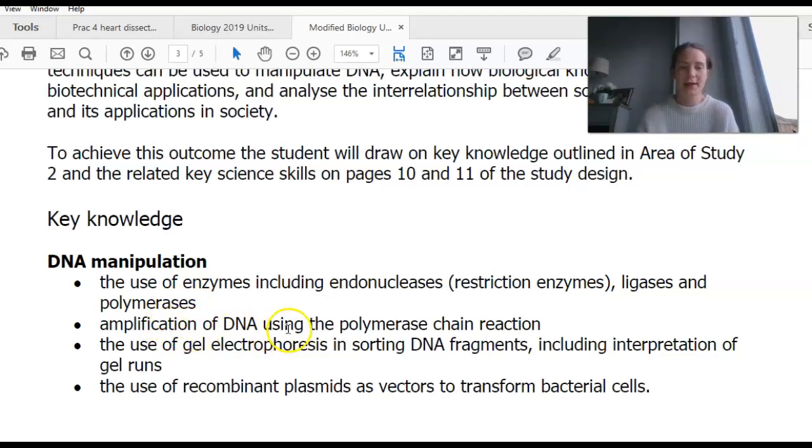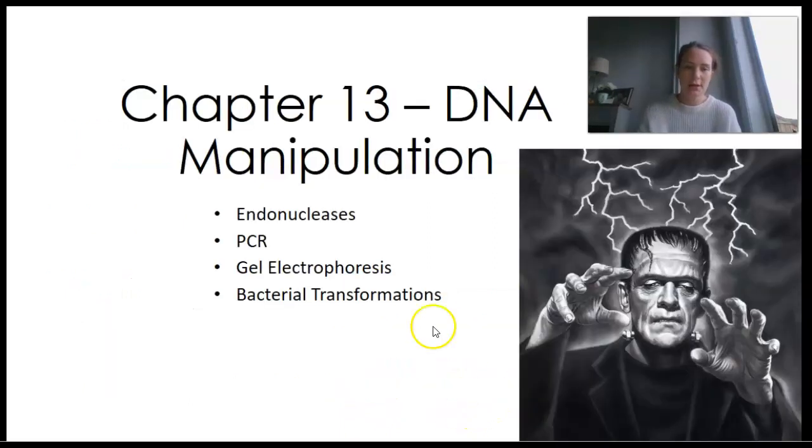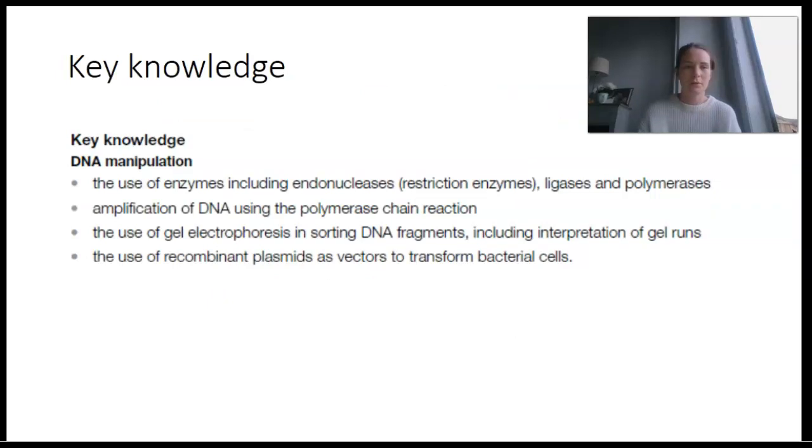Okay, and then we're going to look at a technology called polymerase chain reaction, or PCR. Followed by looking at gel electrophoresis and the steps and applications involved in that, before finally looking at how we can transform bacterial cells with genes of our own choosing. And this is referred to as a method of gene cloning. All right, so looking at our chapter 13 PowerPoint, and it is those 4 distinct areas that we're looking at here. Just looked at our key knowledge.